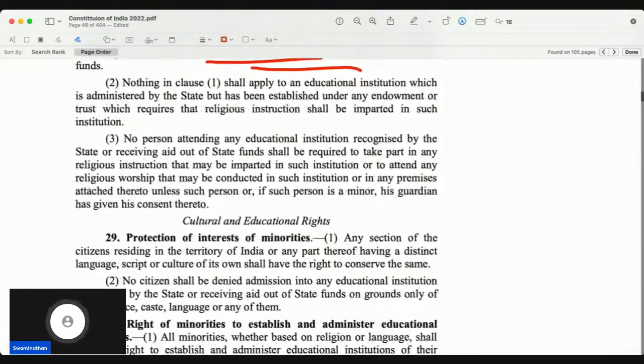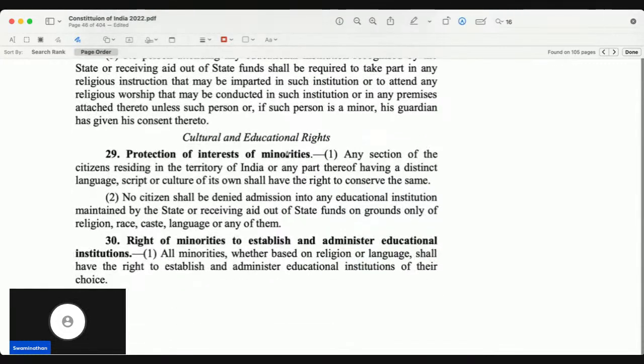Then we move on to Articles 29 and 30. These two are again the smaller rights, provided for cultural and educational rights. Article 29 says any section of the citizens residing in the territory of India.